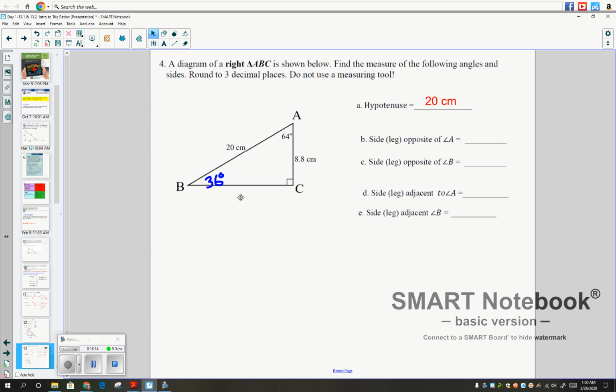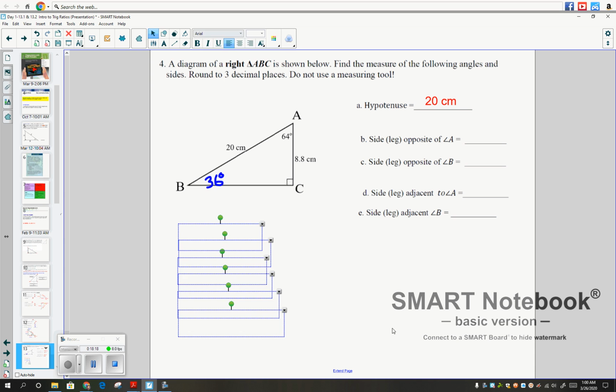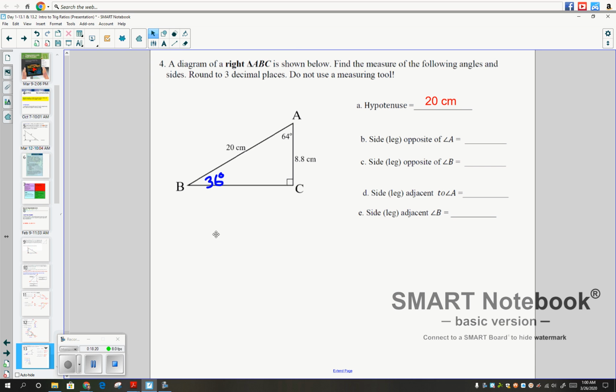Yes. It's a right triangle. What can we use? Pythagorean theorem. A squared plus B squared equals C squared. Let's let A be the side I'm missing. B is 8.8. It's the other leg, and that hypotenuse is 20. So A squared plus 8.8 squared will equal 20 squared. Take 8.8 and I square it. End up with 77.4.